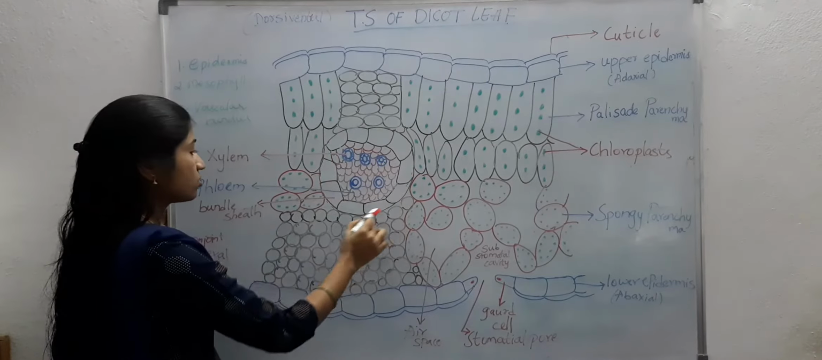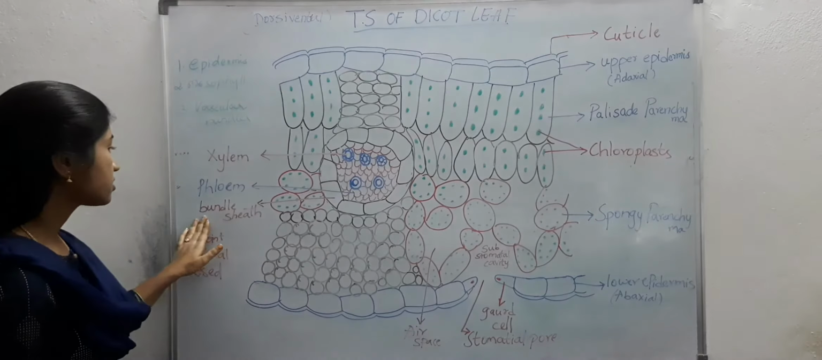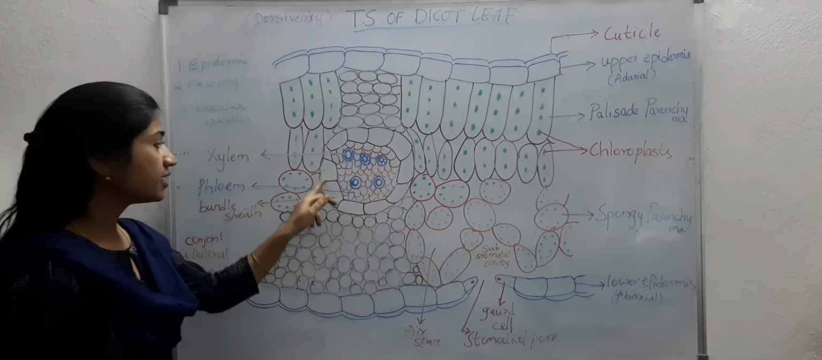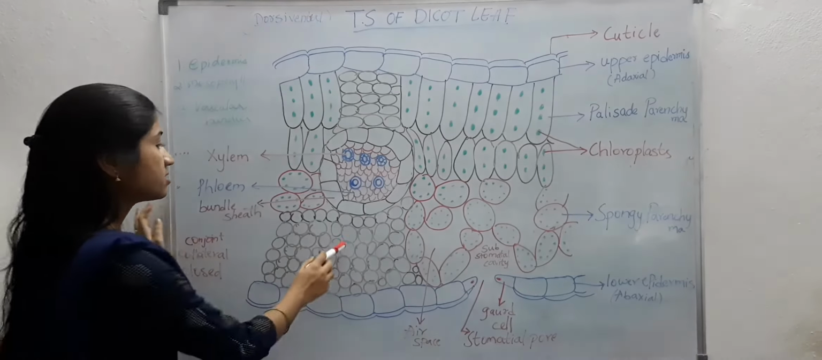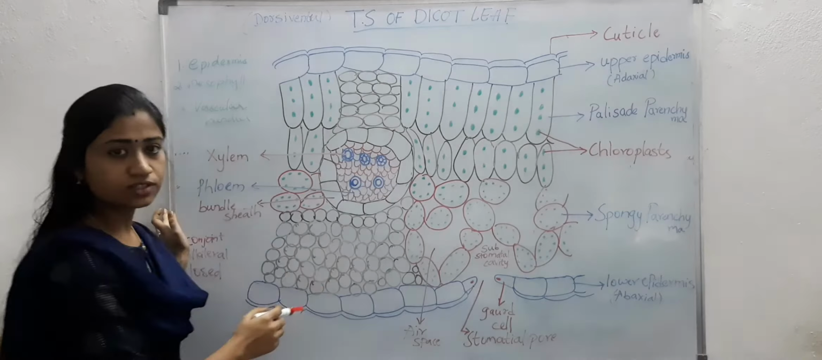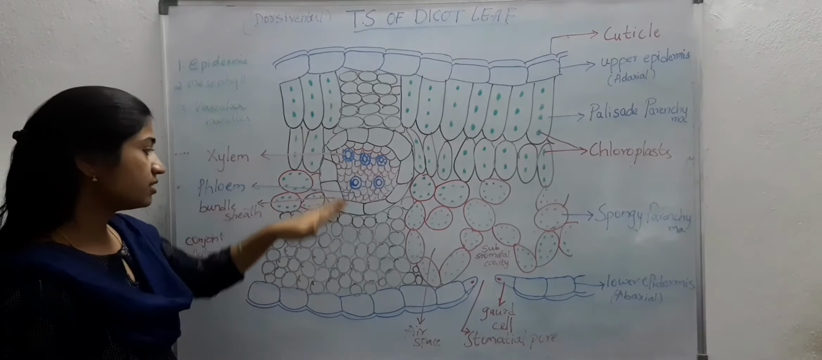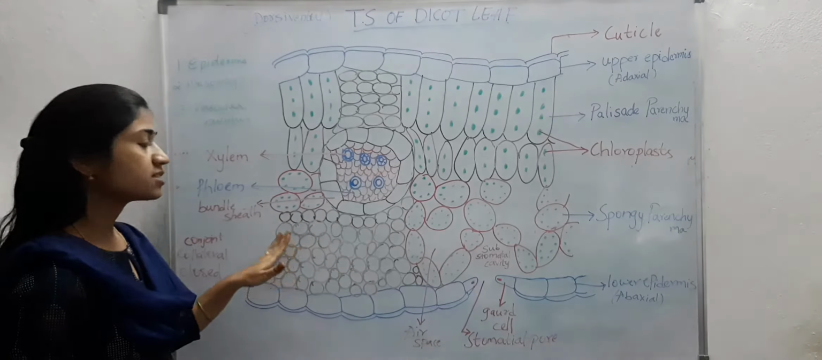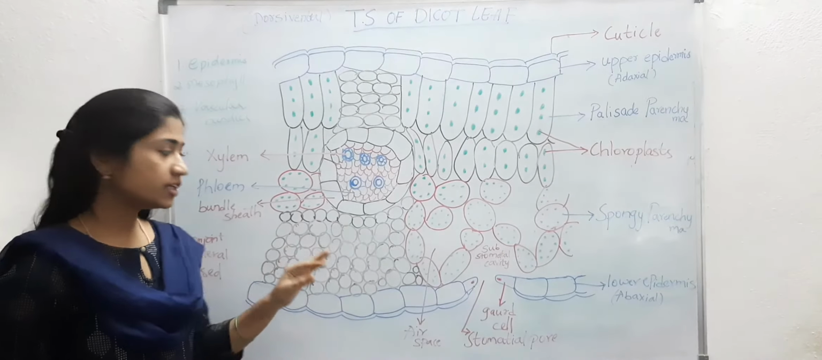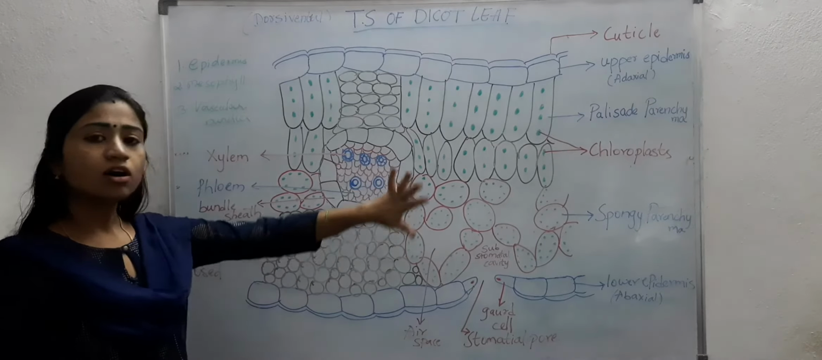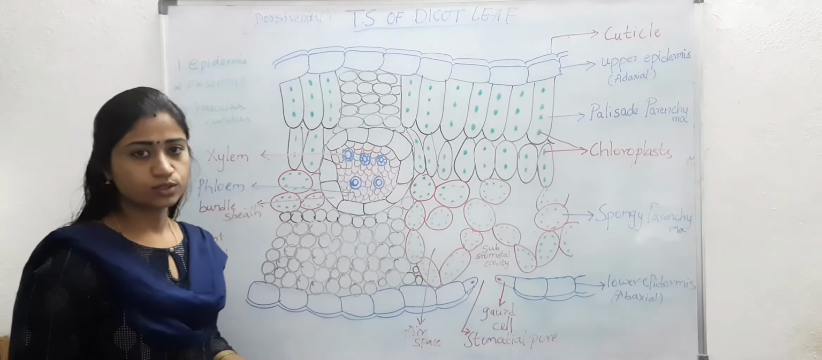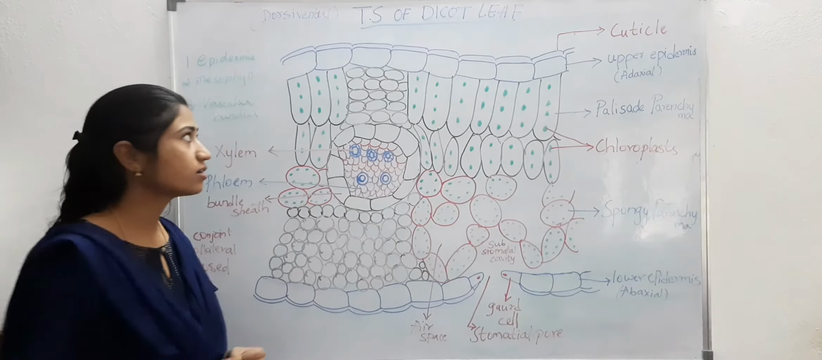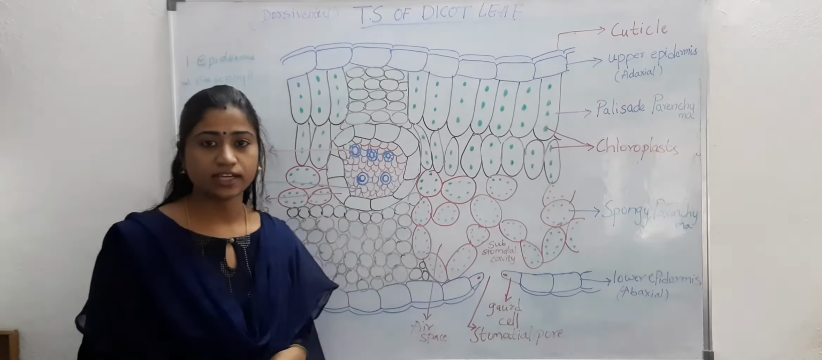This sheath is called the bundle sheath, and it has extensions towards the lower and upper epidermis. These are called bundle sheath extensions. The bundle sheath extensions help in supplying water, minerals and food materials all over the leaf, and from the mesophyll to the vascular bundles also. This is about the TS of dicot leaf, that is, transverse section of dicot leaf.